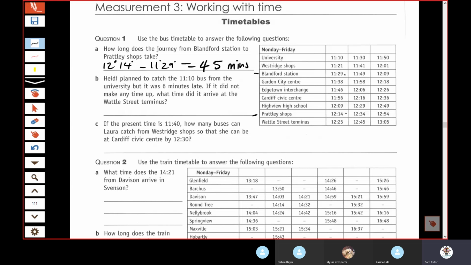Heidi planned to catch the 11:10 bus from the university, but it was 6 minutes late. If it did not make any time up, what time did it arrive at the Wattle Street terminus? Did not make any time up. So that means it was always 6 minutes late. Well, it would have arrived at 12:25 plus 6 minutes late, which is 12:31.